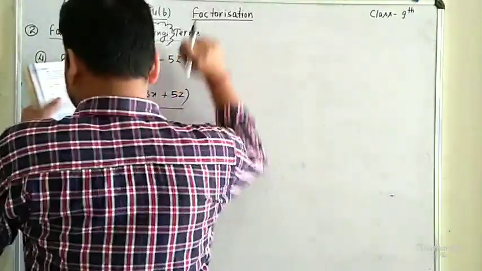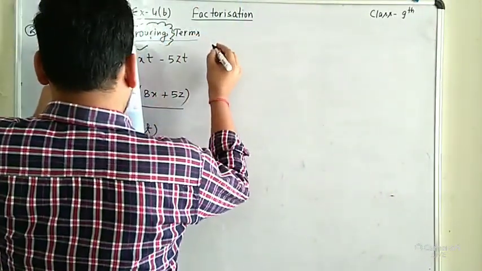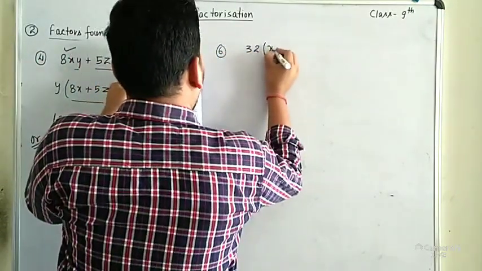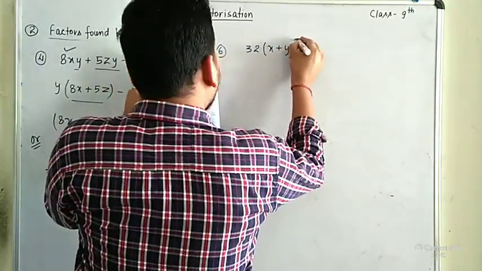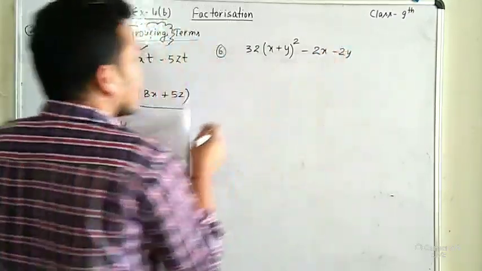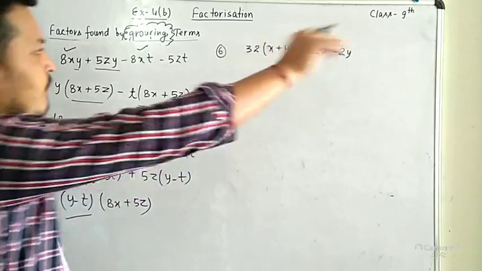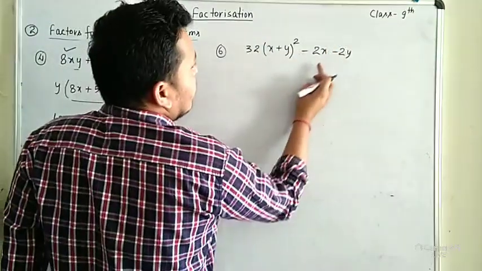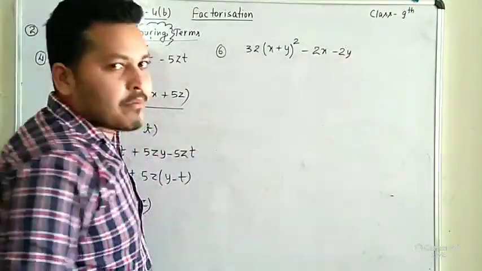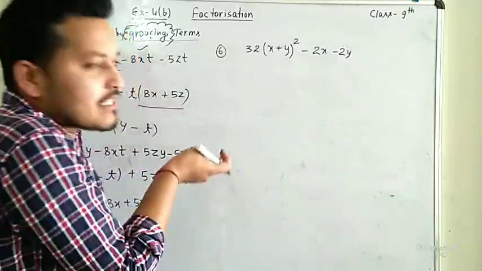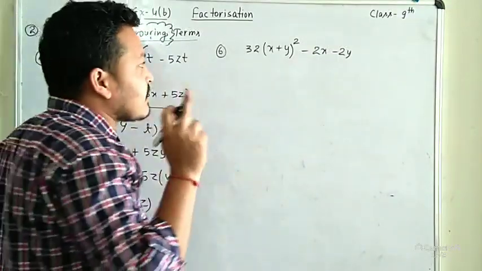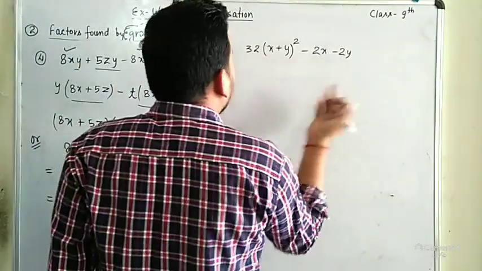Next is question number 6. 32(x plus y) whole square minus 2x minus 2y. Okay sir, here we can see this is x plus y, and here also we can write this in the form of x plus y. Why? Because when you take minus as common, then 2 is also common, so what remains? x plus y is remaining here. Here also x plus y हो जाएगा, कोई दिक्कत नहीं है.